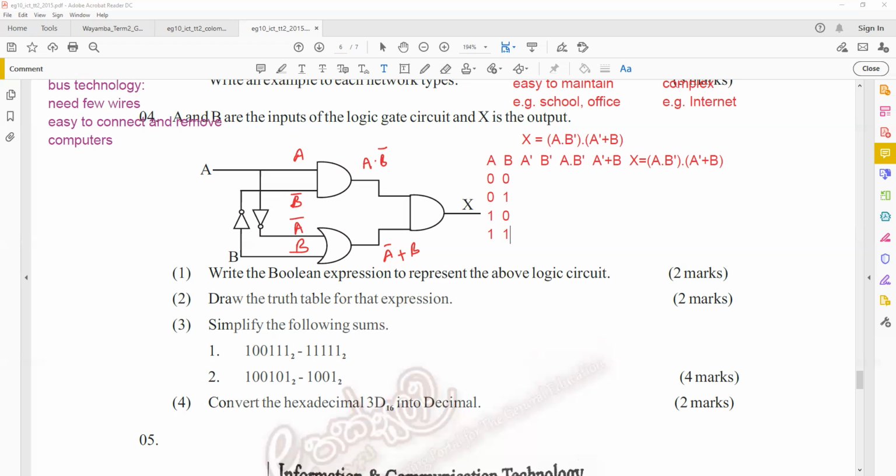Yes, Achira. Yes, good, Achira. You also got the correct answer. Okay.